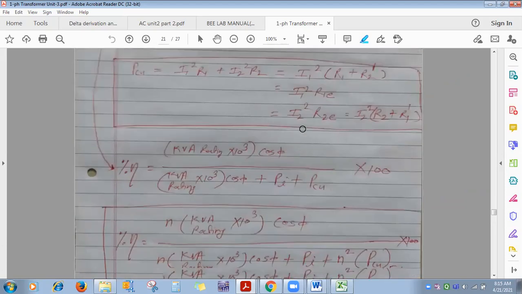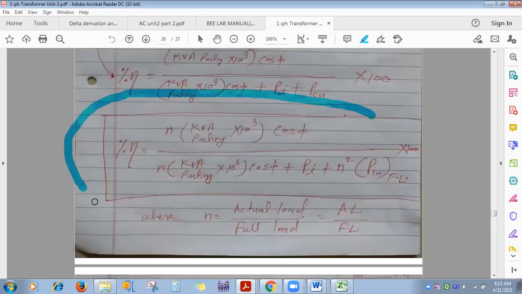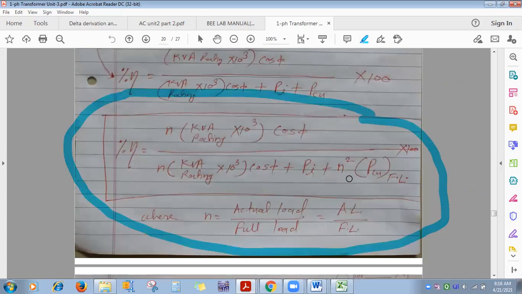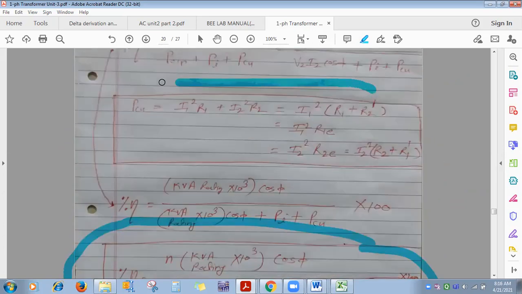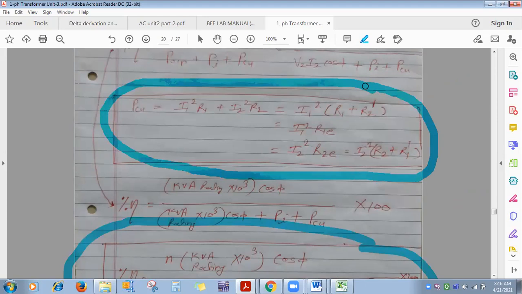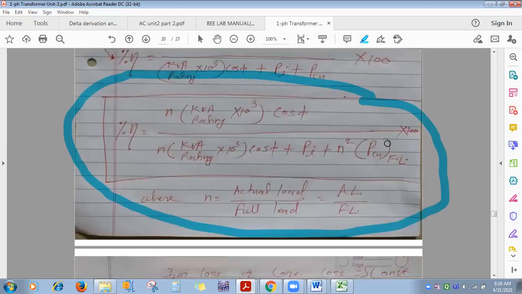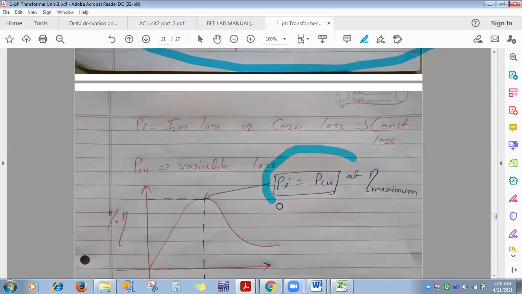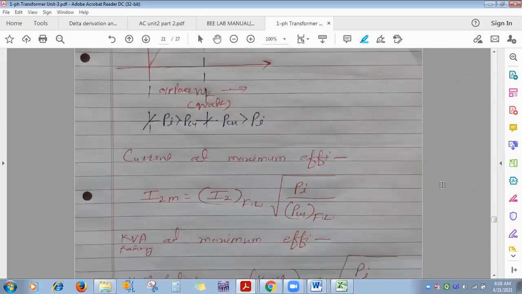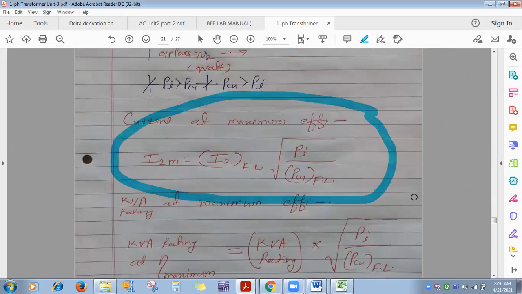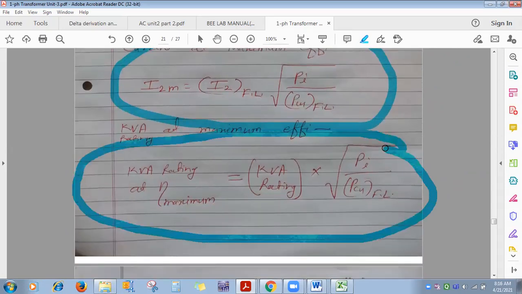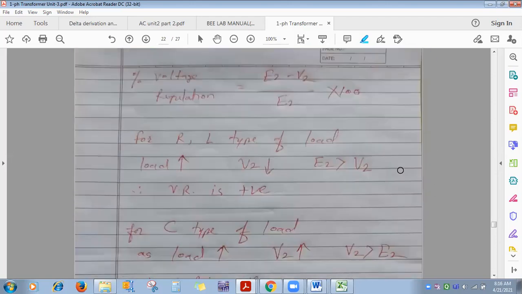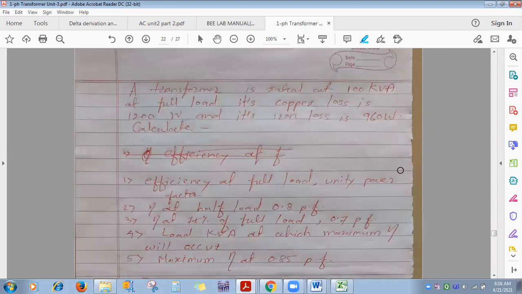Again, I am repeating. See here. This is the important formula. This one formula you have to use. Secondly, sometimes you are also required to calculate the copper loss. Third one, condition at maximum efficiency. Fourth one, current at maximum efficiency. And fifth one, KVA rating at maximum efficiency. Got it, everyone? So whatever sum you get asked on efficiency, these formulas you have to use.